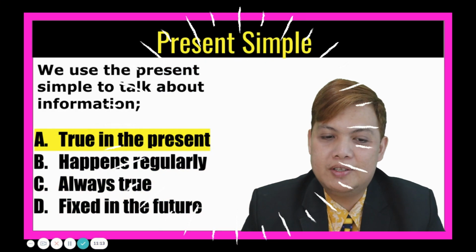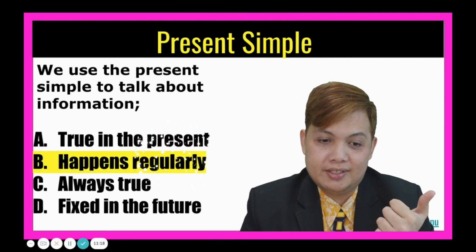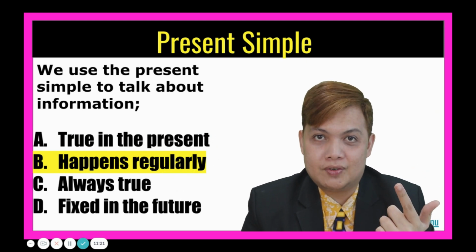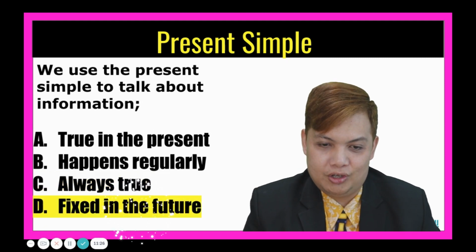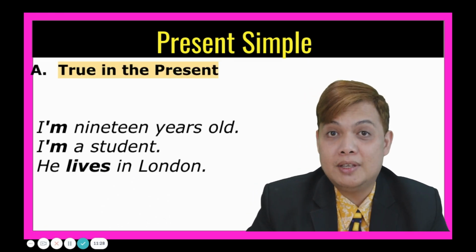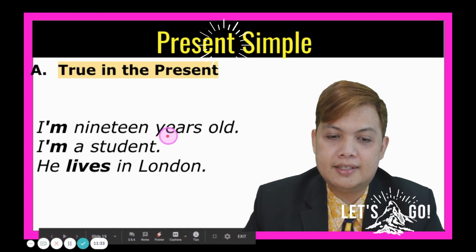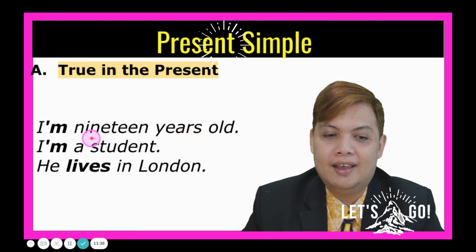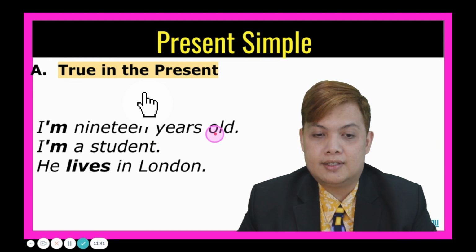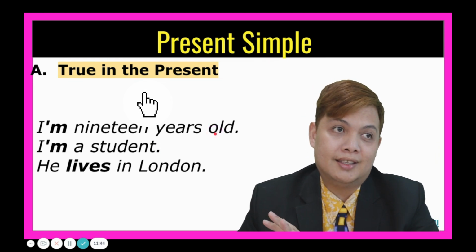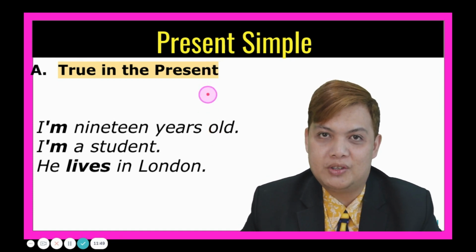Now, we use the present simple to talk about information. Letter A, true in the present. Letter B, happens regularly. Letter C, always true. And letter D, fixed in the future. Now, let's take some example sentences for true in the present. I'm 19 years old. Say it with me. I'm 19 years old. So here, the sentence is true in the present because it's not forever that you're 19.